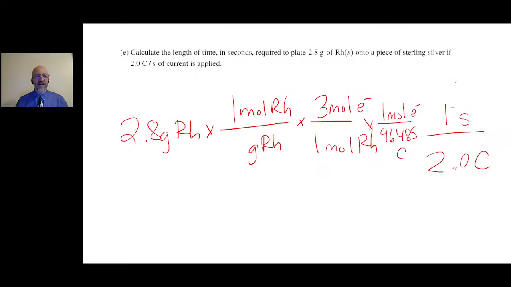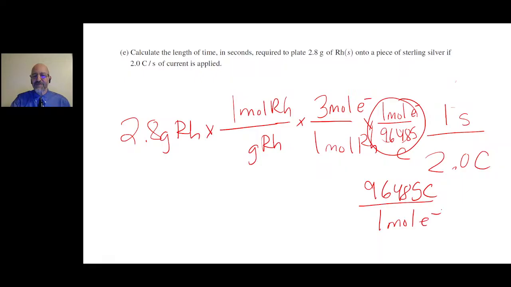So anyway, we've got 2.8 grams of rhodium. Use the periodic table to go from grams to moles. Then look at the half reaction and get that ratio of moles of electrons to moles of rhodium. Then use the Faraday constant, 96,485 coulombs per mole of electrons. And then finally, you get, ooh, I didn't do it correctly. Whoops, I was going too fast. Sorry. Yeah, this needs to be upside down. Sorry, we need to put coulombs on top and 1 mole of electrons on the bottom.